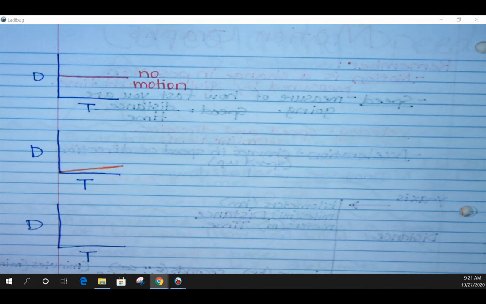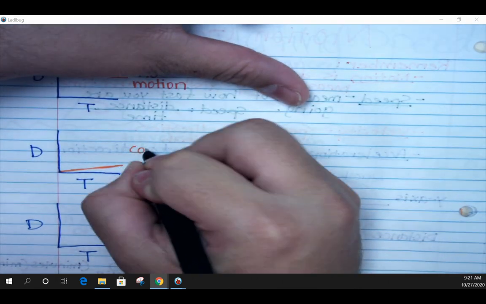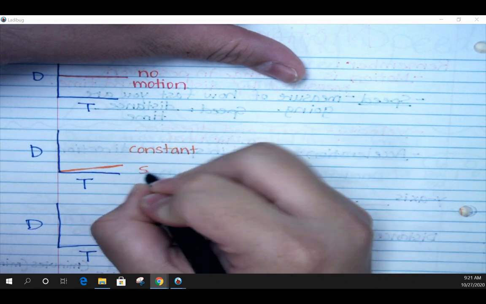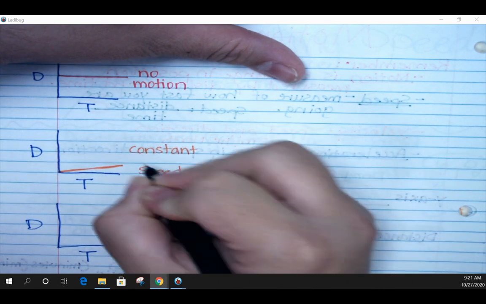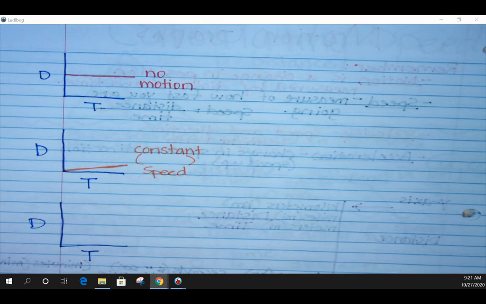What does that mean? If it's a straight line going up, constant speed. It is a constant speed, but what kind of constant speed is this one? How fast is it going? Slow.